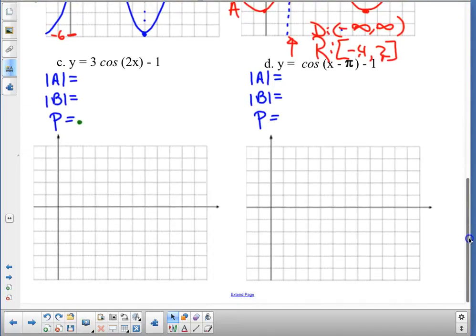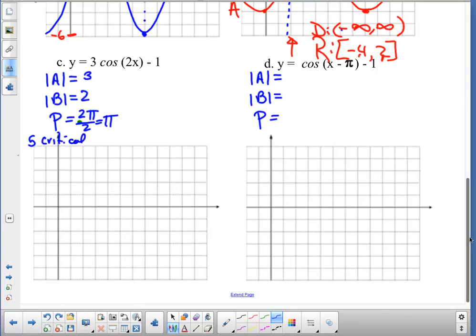Now again, as we do these, each one very similar to the other one, we find our original points. We got A is 3. We got B is 2. We're going to get the period, which is 2 pi divided by our B, which is pi. Okay, 5 critical points. They're going to be separated by pi over 4 because it's our period divided by 4. Let's find out where they're going to start.